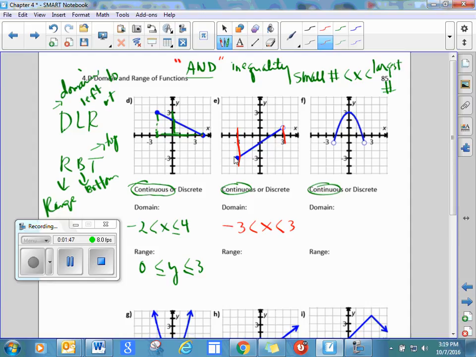And I have to note that this -3 should have a line underneath it because its circle is filled in. So our domain is x greater than or equal to -3, and it is smaller than +3.